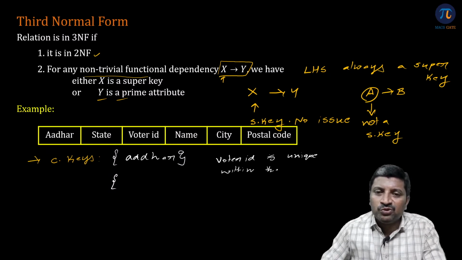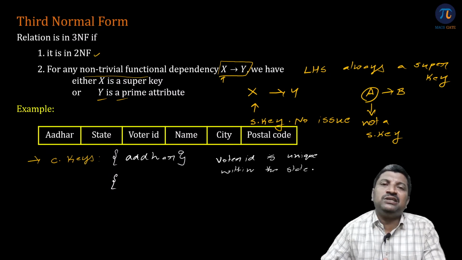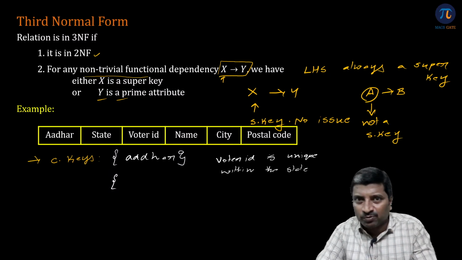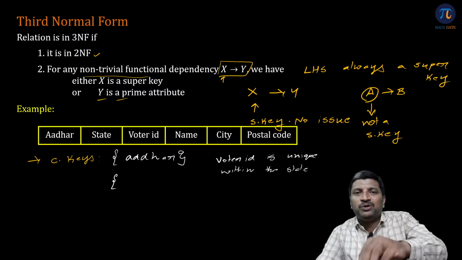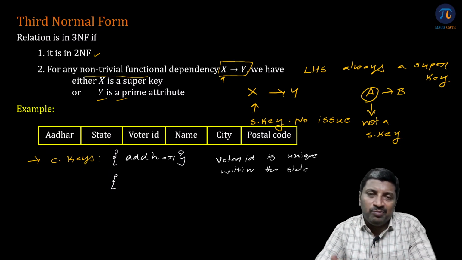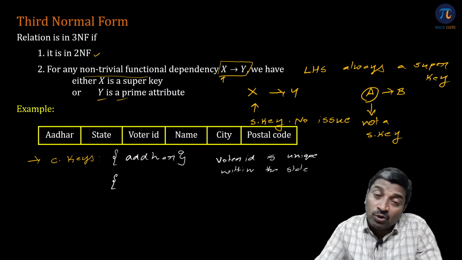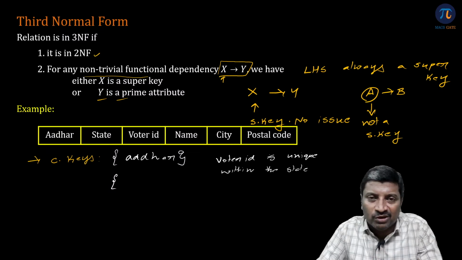I don't know whether it is unique across India, sir, but let us assume within a state, that is in Andhra Pradesh, the voter number is unique. In Tamil Nadu, the voter number is unique. That means let us assume the voter number is 22. Whenever I consider the people in Andhra Pradesh, there will be no other voter whose voter ID is 22. But if I go to Tamil Nadu, there is a chance of having a voter with 22.